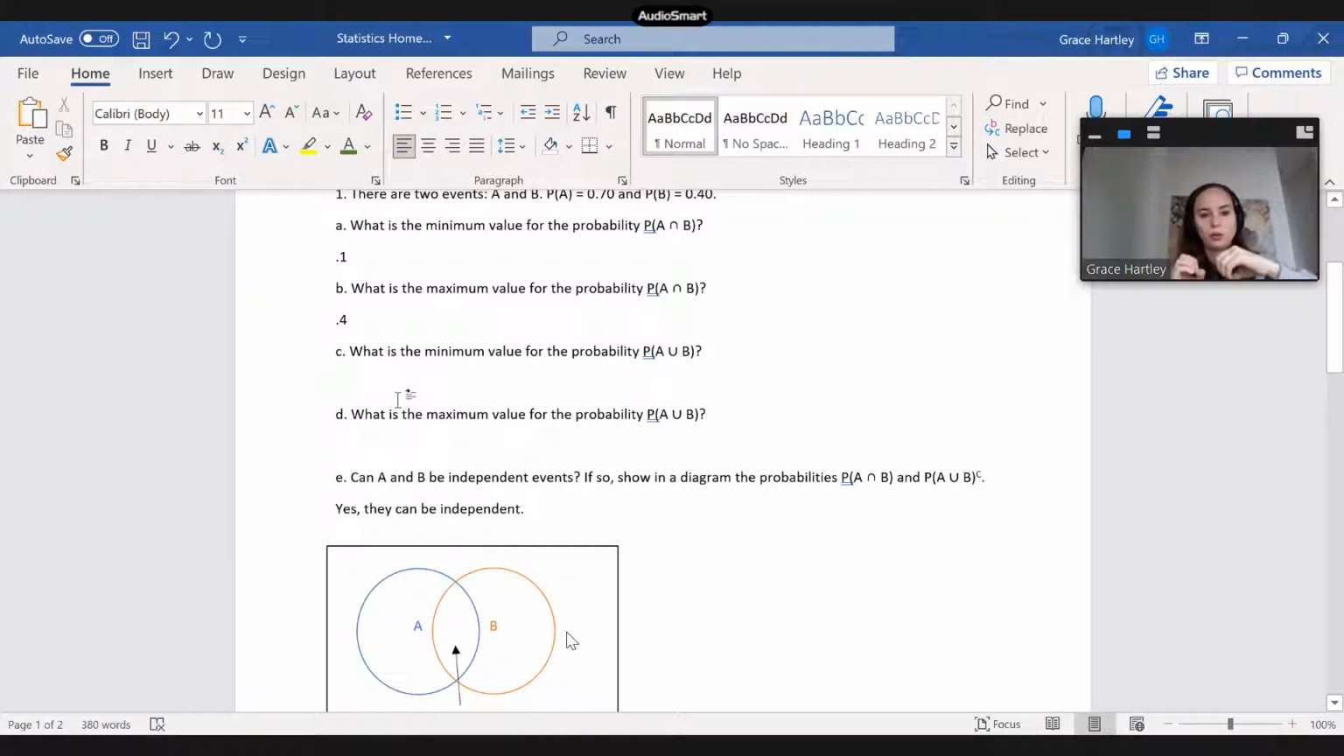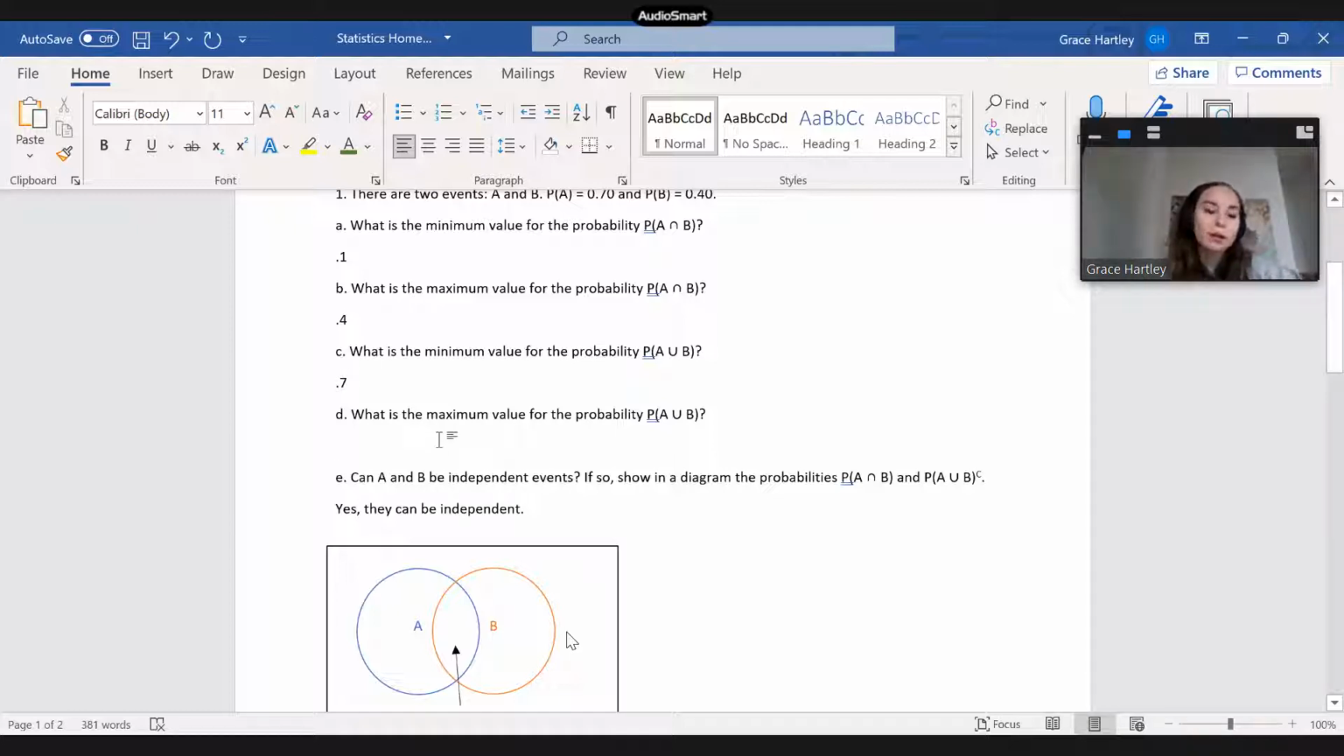The graph is exactly the same as with part B, and it would then still be inside of it. So the minimum value for the probability of A union B, the union of both of them together, is 0.7. So it's asking what the bigger circle is. Exactly. I'm really glad we were talking about this.